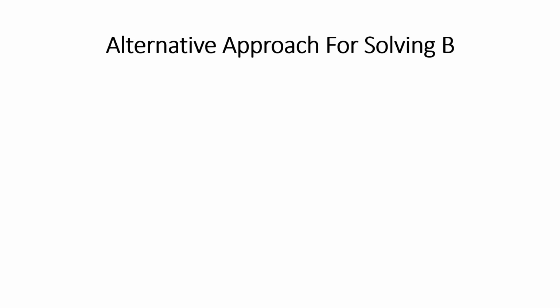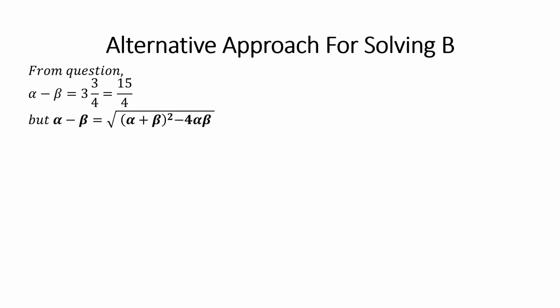Let's look at it. So from the question, the difference between alpha and beta is what? 3 whole number 3 over 4, which is equal to 15 over 4. We've already said that. But alpha minus beta is equal to root alpha plus beta all squared minus 4 alpha beta. Good. And so knowing this, we can join the two expressions. We can say root this is equal to 15 over 4.